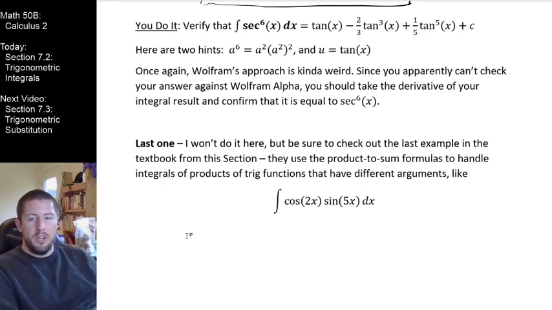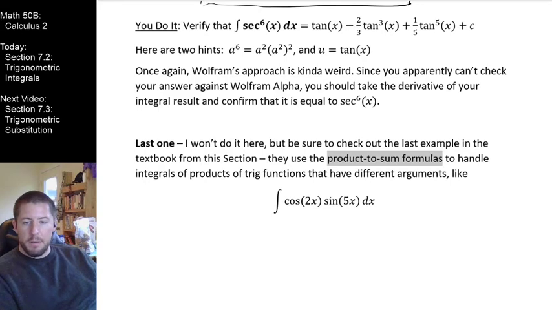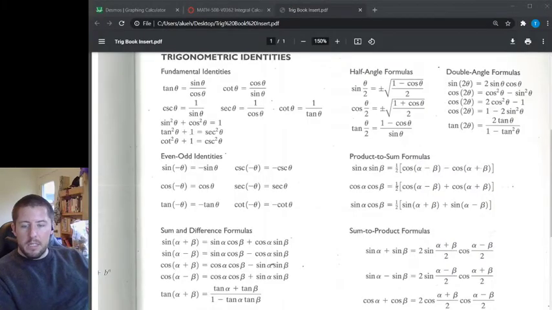So again, I'm not going to do this one. This is the last example in section 7.2 in our textbook. And all they're going to do, and I'm going to show you on the trig identity sheet where the identities are, is go with this guy right here. What we want to do is use the product to sum formulas right here. So the product to sum formulas, I'm going to pop over and look at them, and that'll be it for us today here.